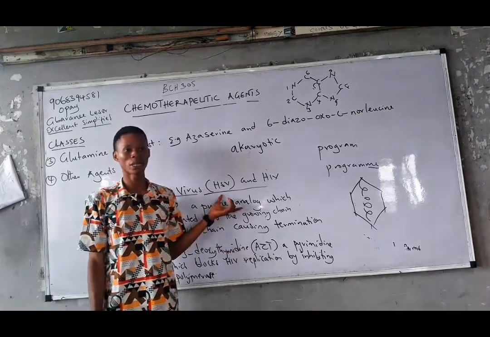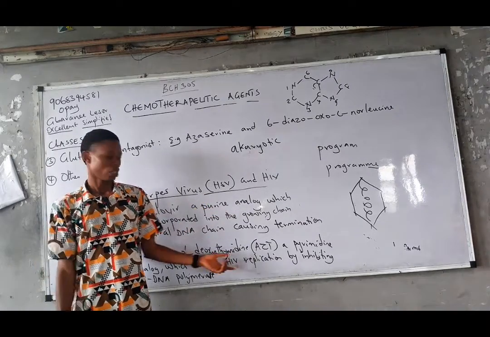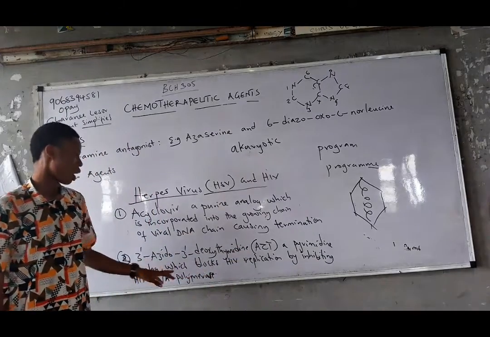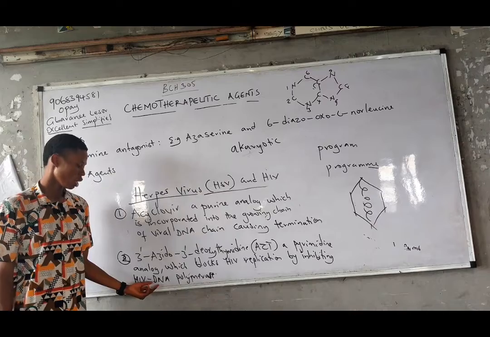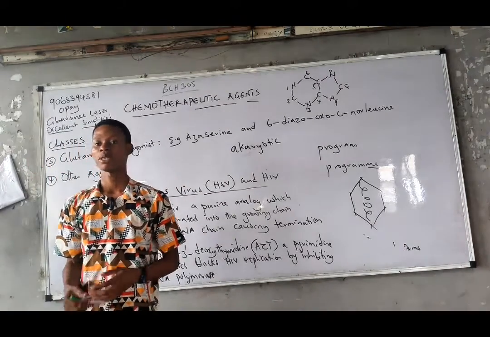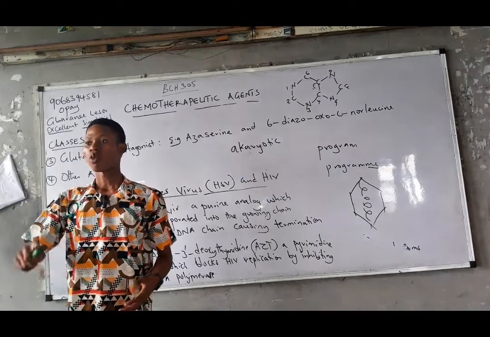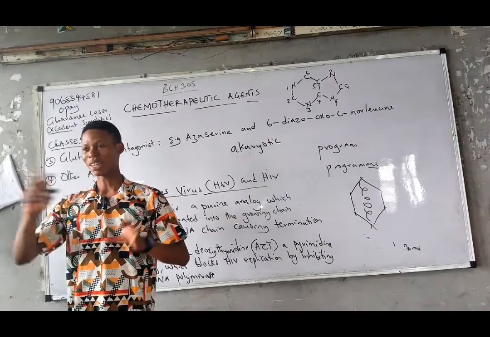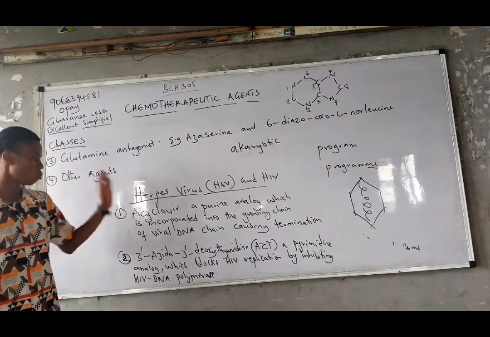Now, acyclovir, we said, is a purine analog, right? AZT is a pyrimidine analog, and it blocks HIV replication by inhibiting HIV DNA polymerase. DNA polymerase is an enzyme involved in DNA replication. When we treat the central dogma of molecular biology, we take replication as a heading. Very interesting part of it. All right, so basically this is it.